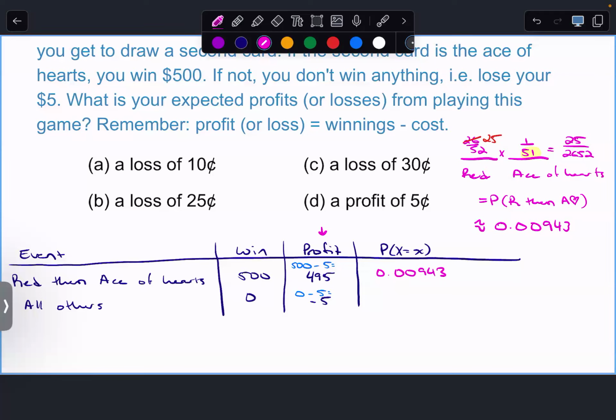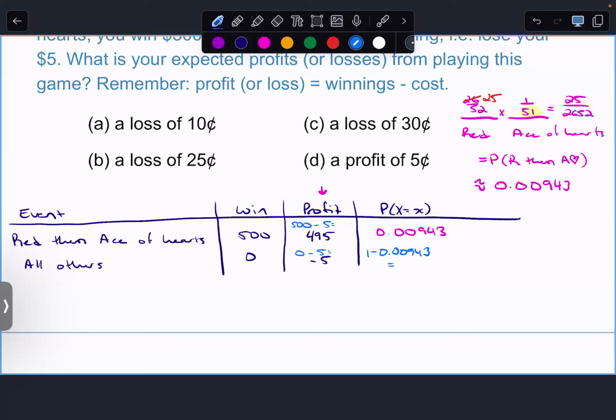Knowing that probability, what's the probability of all the other things happening? 1 minus that, the complement, right? I tell you the probability that you're going to win is 0.00943, then your brain also knows already the probability of losing, right? And so this is going to be 1 minus 0.00943, which is 0.99057.